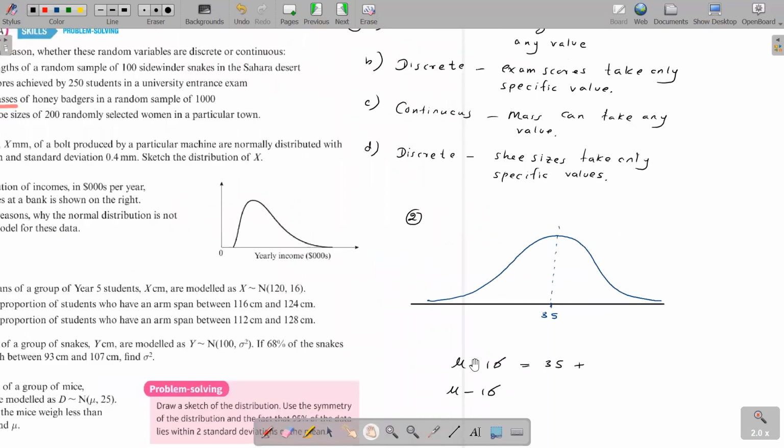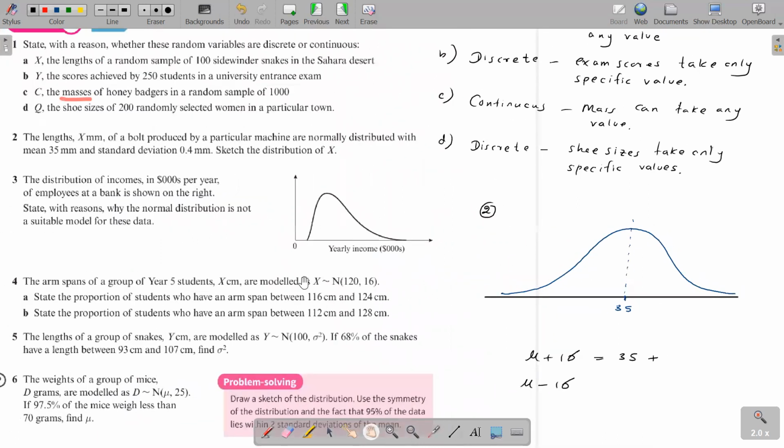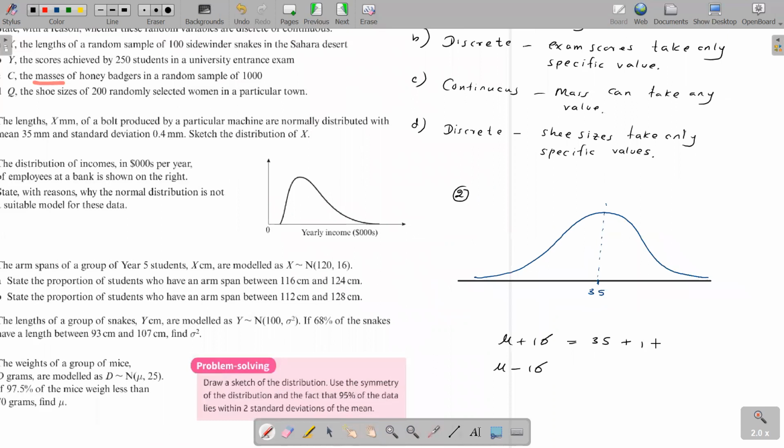35 plus 1 sigma. How much is 1 sigma? Standard deviation is 0.4. So 1 times 0.4. How much is it? 35 plus 1 times 0.4 is 35.4. Do you agree? The other one is 35 minus 1 times 0.4. How much is it? Get the answer? So that's 34.6. So then what can we say here?